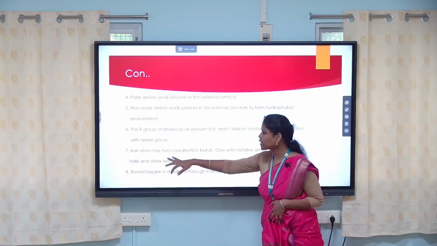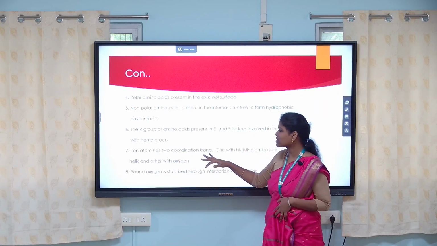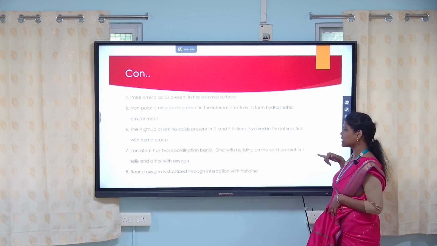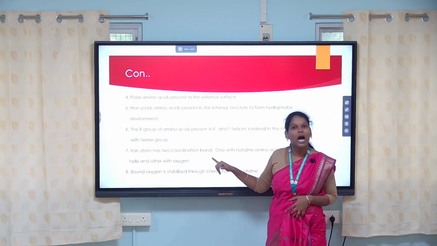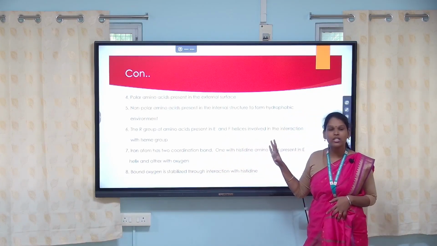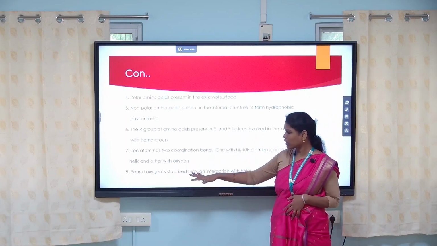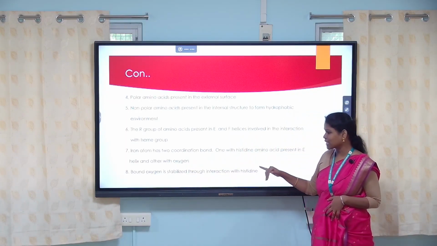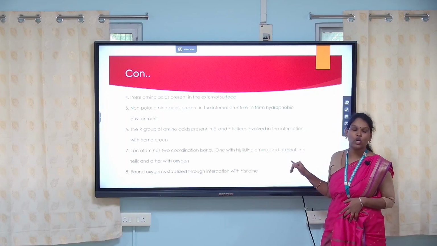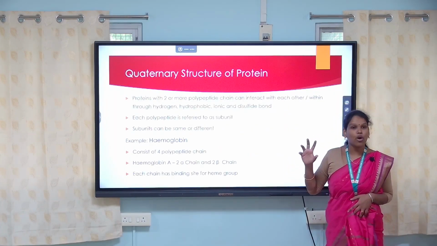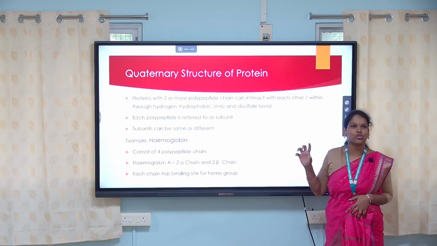The iron atom has 2 coordination bonds, one with a histidine amino acid in the E helix and the other with another amino acid. This is the structural orientation of myoglobin. And the bound oxygen is stabilized through interactions with the histidine amino acid. So these are all the important points to be noted for the tertiary structure of protein.